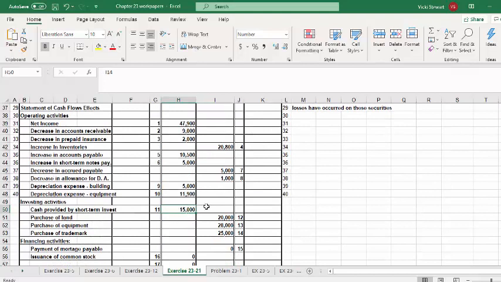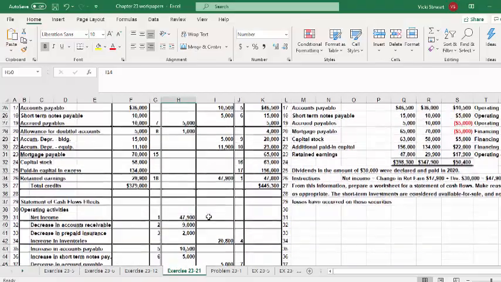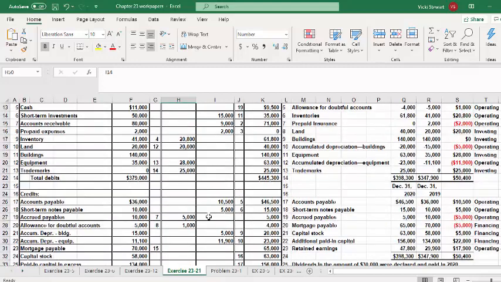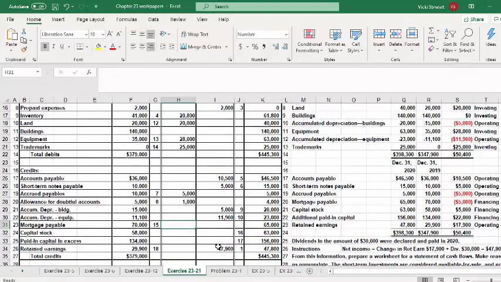So we can look at that and see that we have cash provided by the short-term investments, and then the purchase of land, equipment, and trademarks were all uses of cash that are in the credit column. So now we're going to go back up and do the financing activities section. And that will start with the mortgage payable that decreased by $5,000. Our capital stock increased by $5,000. Paid in capital increased by $22,000. And then we paid dividends according to the problem of $30,000.